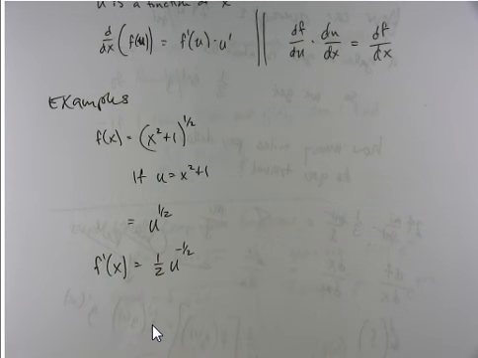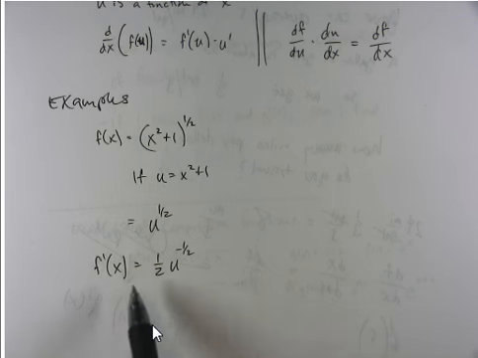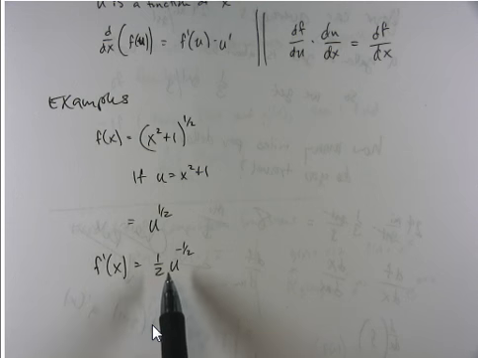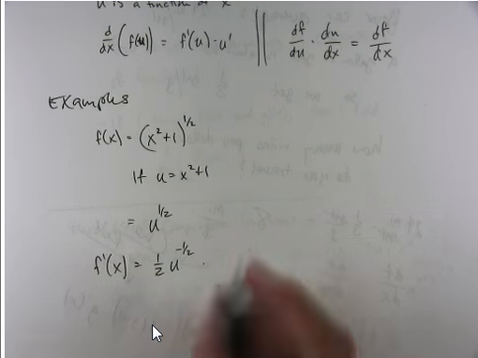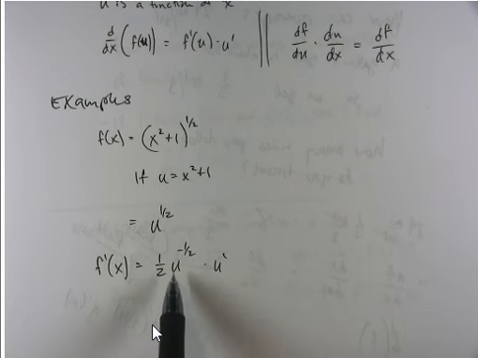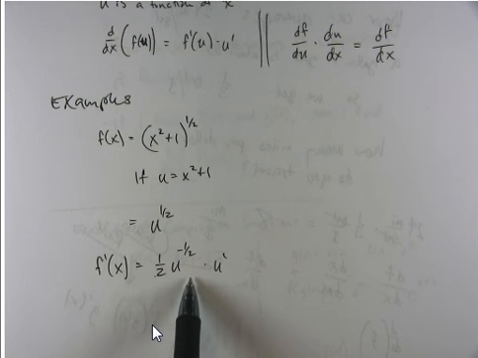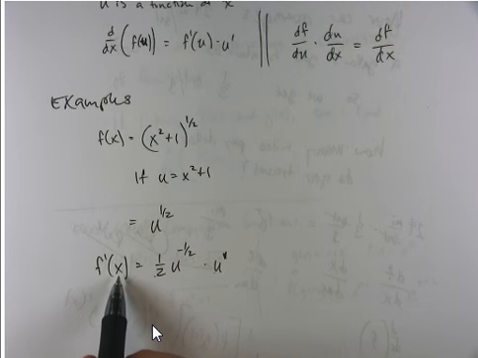One-half u to the negative one-half, just like normal. But you will notice that I want the derivative with respect to x, not u. X is changing, not u. And so I'm going to multiply now by the derivative of u. You get to take the derivative just like you normally would, but then you've got to multiply by u prime because I'm taking the derivative with respect to x.